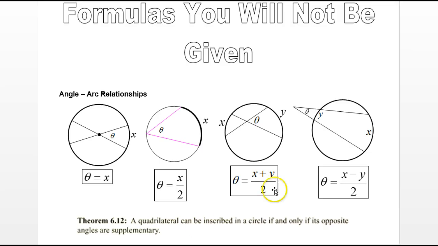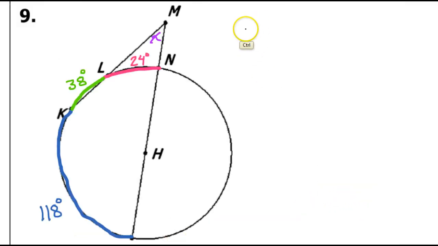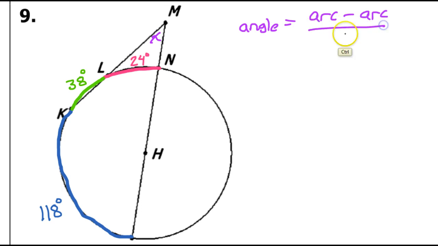And we're dealing with angles and arcs, and we're outside the circle. That's this formula. Angle is equal to arc minus arc divided by 2. So I think we're ready to go. So let's just write that down. Angle is equal to arc minus arc divided by 2. Okay, so the angle is X. Now I need arc minus arc divided by 2.